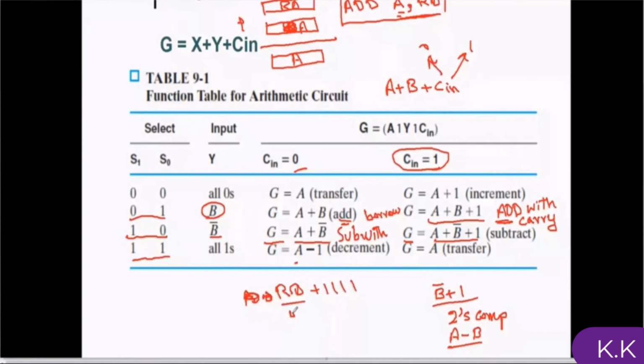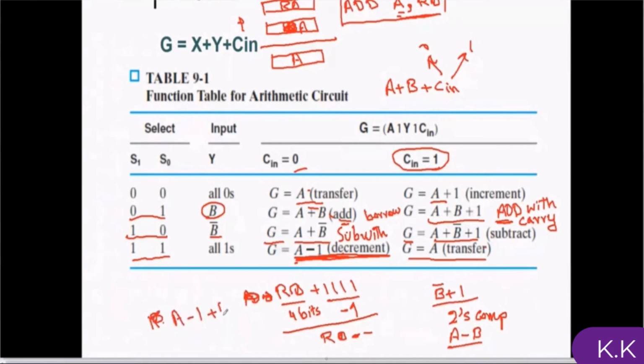What is the meaning of this operation? R0 plus 1111. This is minus 1. So this is R0 minus 1. Well, this is the way that we create decrement. Increment and decrement are subtract, transfer, subtract with borrow. And lastly, we have this one, which is exactly the same as this one.